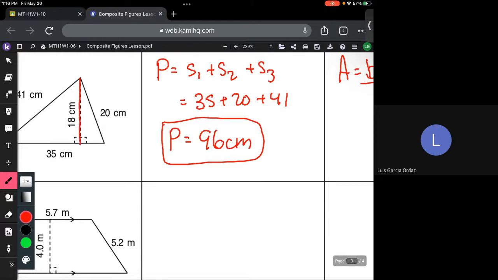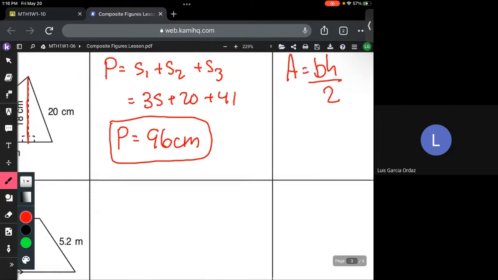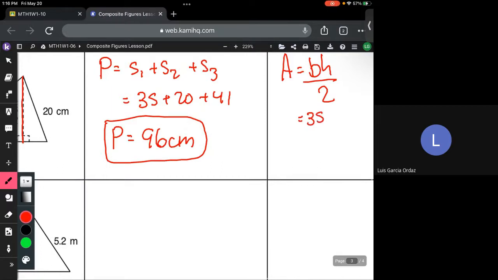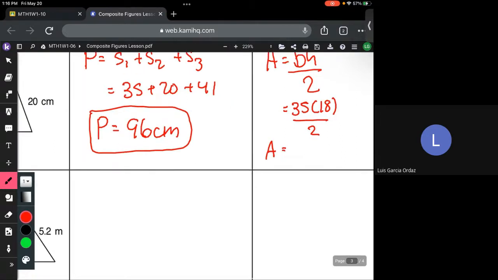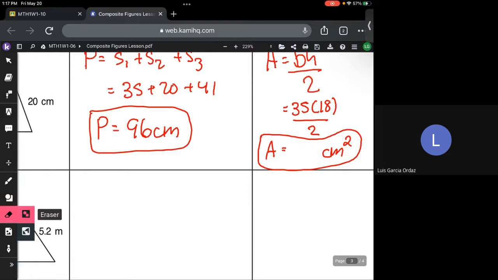So what's the base of this triangle? What's the bottom side? 35. Sienna, what's the height? 18, and then divided by 2. So can someone tell me what 35 times 18 divided by 2 gives me? What units? Centimeters squared. Is it 630? Oh, you forgot to divide by 2. I got 315 centimeters squared.